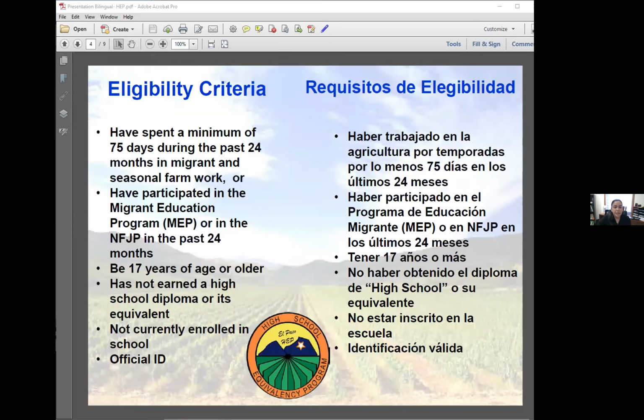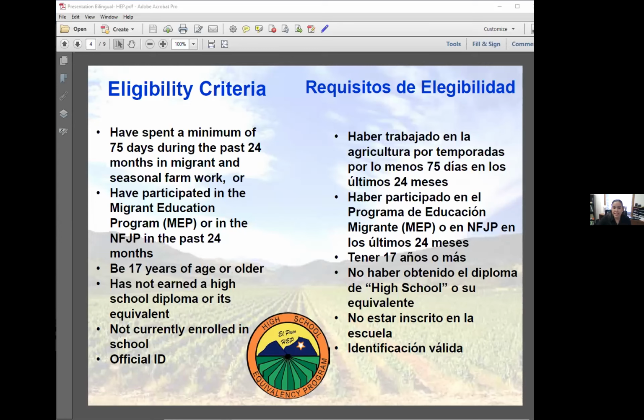Okay, the requirements to qualify in our program are having worked 75 days in the last 24 months in agricultural work or being a direct family member of the worker. Being eligible to participate or have participated in the Migrant Education Program or in the National Farm Worker Jobs Program. The third one, be 17 years of age or older.